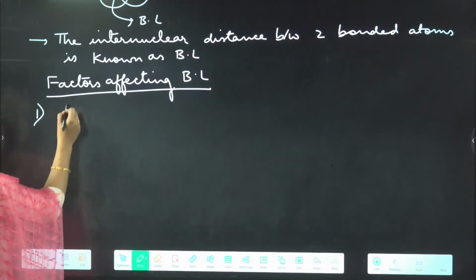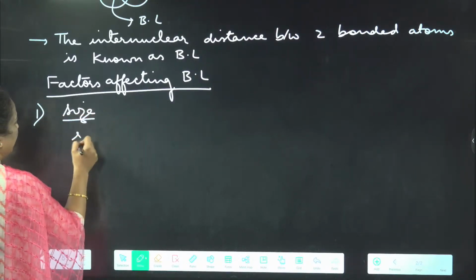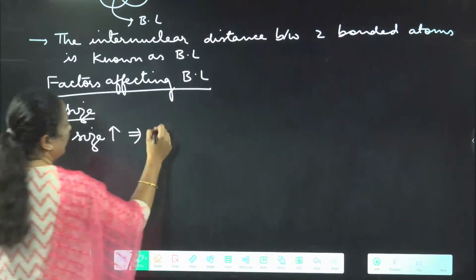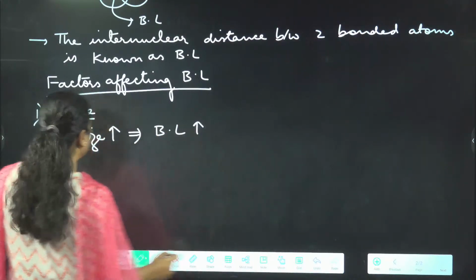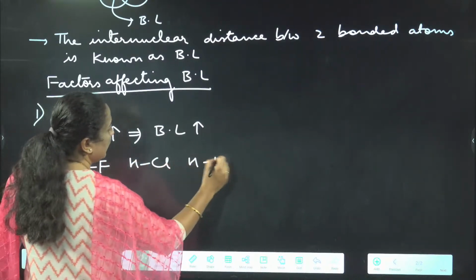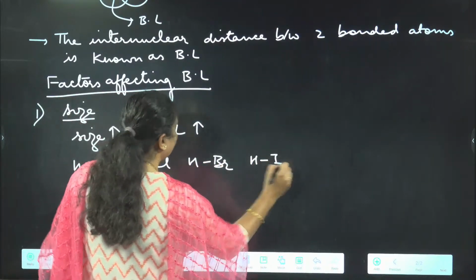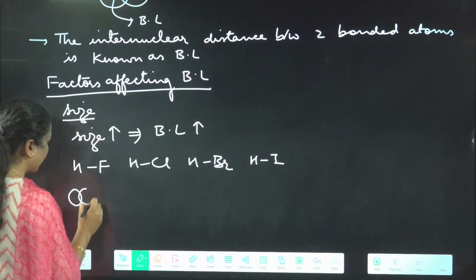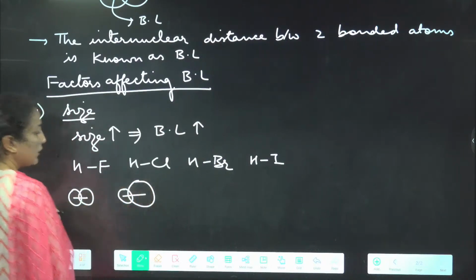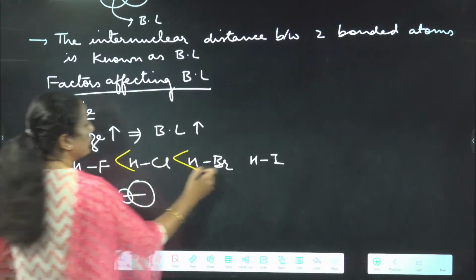So the first factor being size. If the size of the atoms increases, so bond length, what happens? That increases. Suppose I give you HF, HCl, HBr, HI. Are you able to see H is smaller, F is also smaller. Bond length will be like this. H is the same, but chlorine increases, so the bond length will increase, right? So the bond length order is going to be like this.